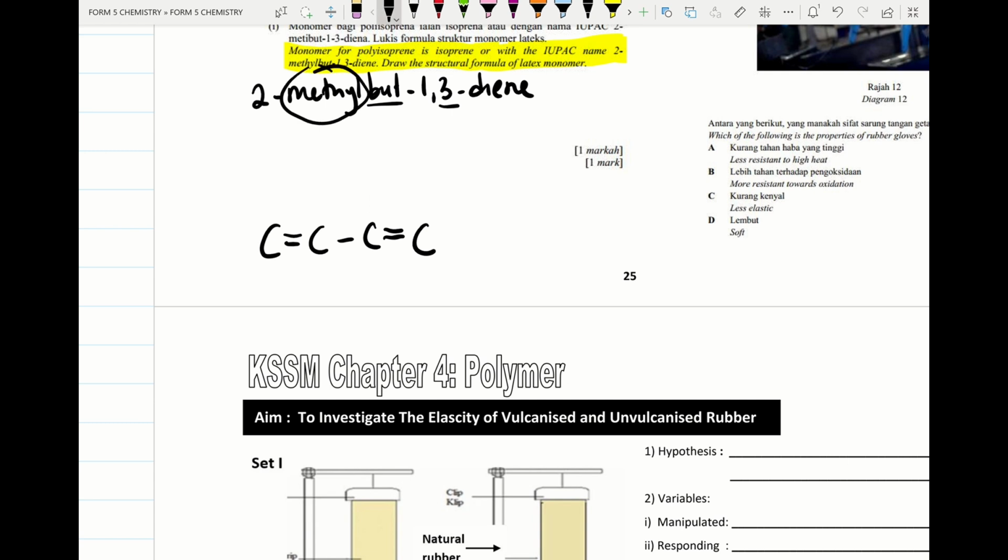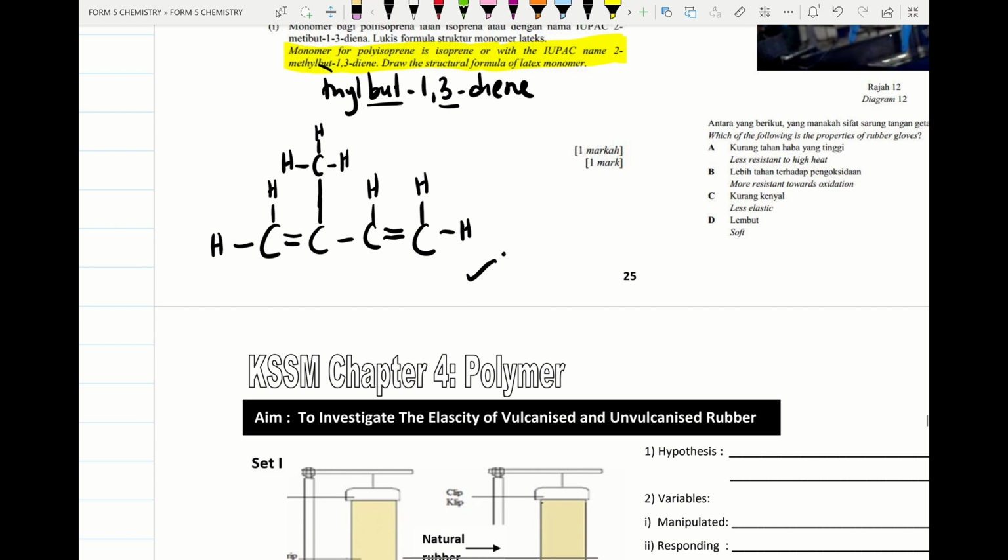There is a branch present at carbon number 2. Where is carbon number 2? Carbon number 2 is here. So there is a branch present at carbon number 2. So 1, 2, 3, this is methyl. Each carbon must have 4 bonds, so 1, 2, 3, 4, 5 hydrogen atoms. So this is the structural formula of the monomer of natural rubber, which is 2-methylbut-1,3-diene.